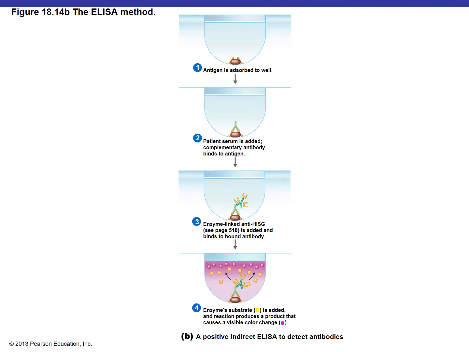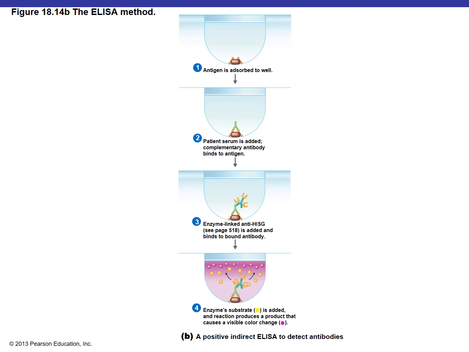Okay, I changed the screen just so that you know. This is the indirect test. It kind of looks the same, but if you look closely, now you've got antigen adsorbed, bound to the well. In the next step, you're going to add antibodies from the patient, if they're present. If the patient has the antibody, it binds to the antigen.